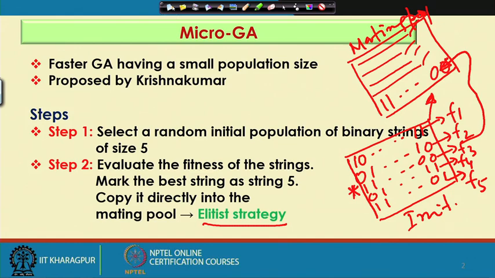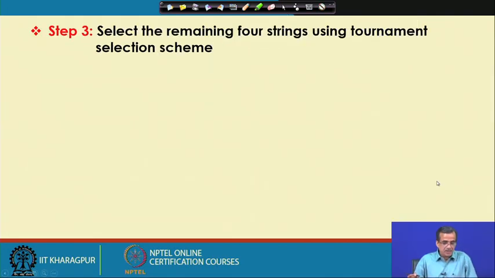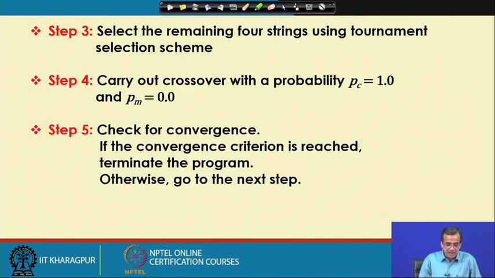So, I will be getting the population after the crossover, and we generally do not consider any mutation in this micro GA, because this is a small population GA. Now, step 5, we check for convergence. If the convergence criterion is reached, we terminate the program. Otherwise, we go to the next step.